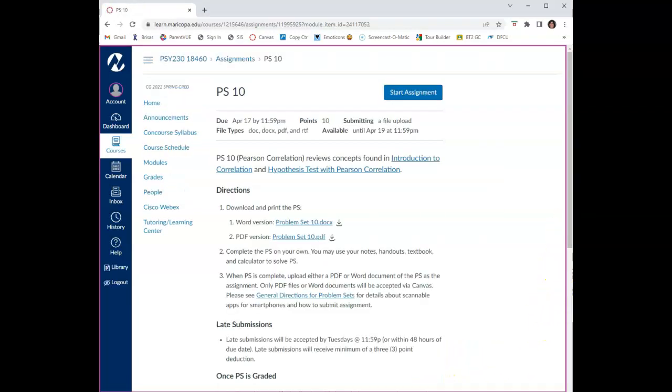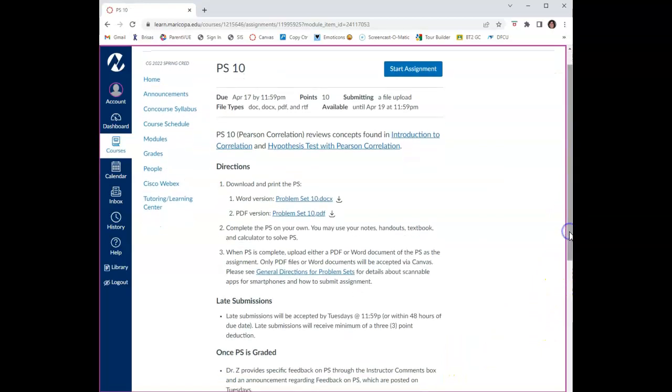The fourth assignment is problem set 10. This problem set reviews concepts in Introduction to Correlation and a hypothesis test with Pearson correlation. This problem set will have you practice conducting a two-tailed hypothesis test with Pearson R correlation. This week's activity will also be excellent practice for the summary and interpretation statements that you will provide in this problem set.